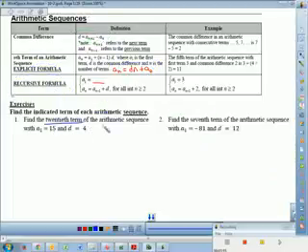Find the 20th term of an arithmetic sequence with this information. Start with the generic explicit formula.